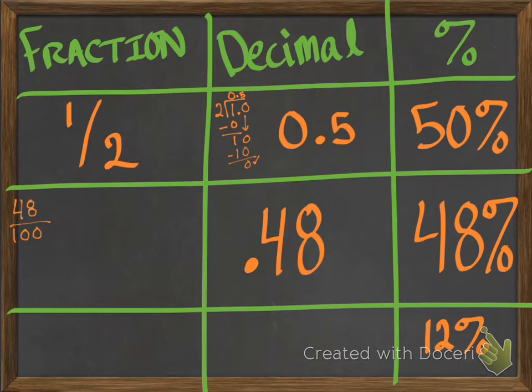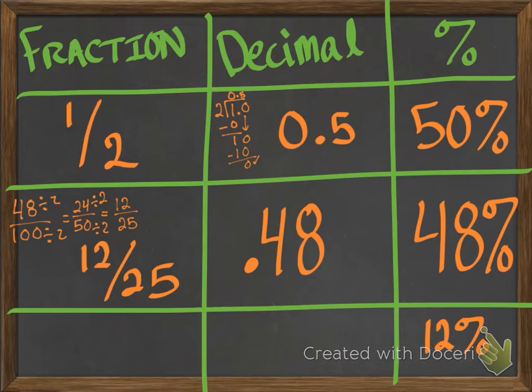48% means 48 over 100. So I'm going to simplify, divide by 2. 48 divided by 2 is 24, 100 divided by 2 is 50, divide by 2 again, I get 12 over 25. My fraction form of 0.48 is 12 over 25, all right? Last one, 12%. Well, I know how to do a percent to a decimal pretty easily. I know 12% is 12.0. I'm going to move my decimal point 2 to the left because I'm dividing by 100, so I get 0.12. 12% is 0.12 in decimal form.